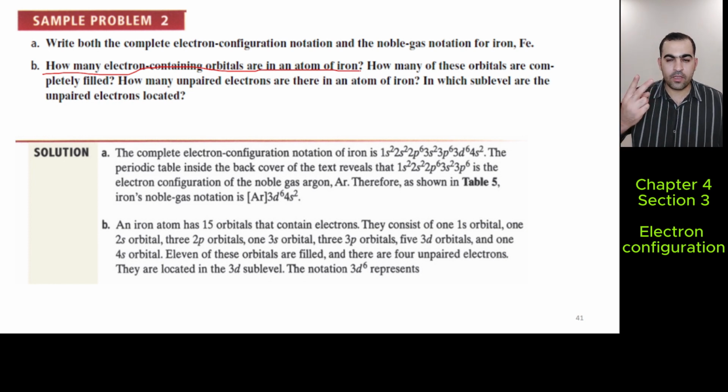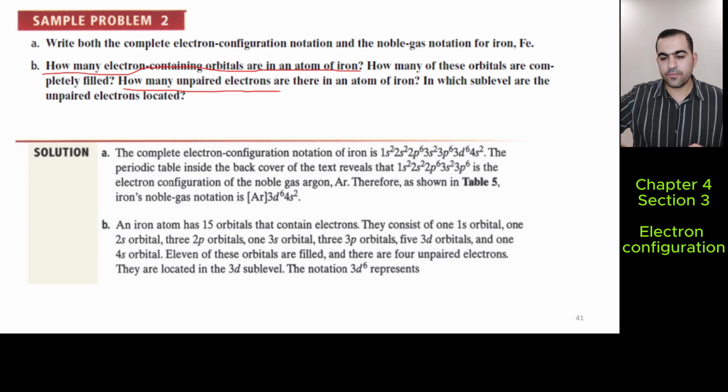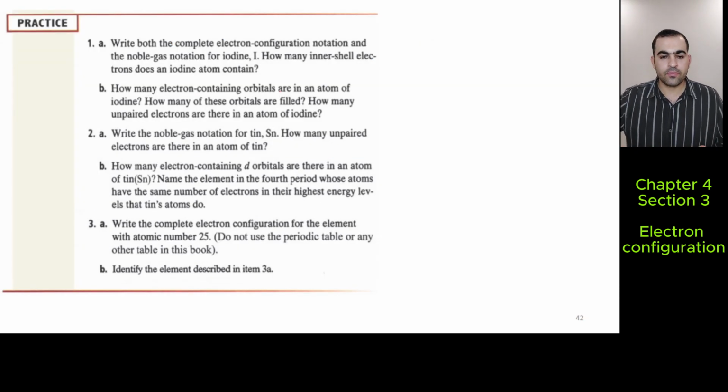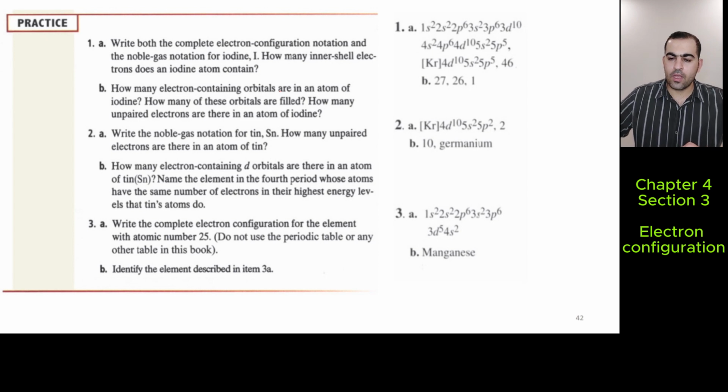And also it says how many unpaired electrons, how many are completely filled. We know that if an orbital contains 2 electrons, it's completely filled. If there is only 1 electron, we say unpaired electron. Unpaired electrons means how many orbitals contain only 1 electron. Okay, try to do it.